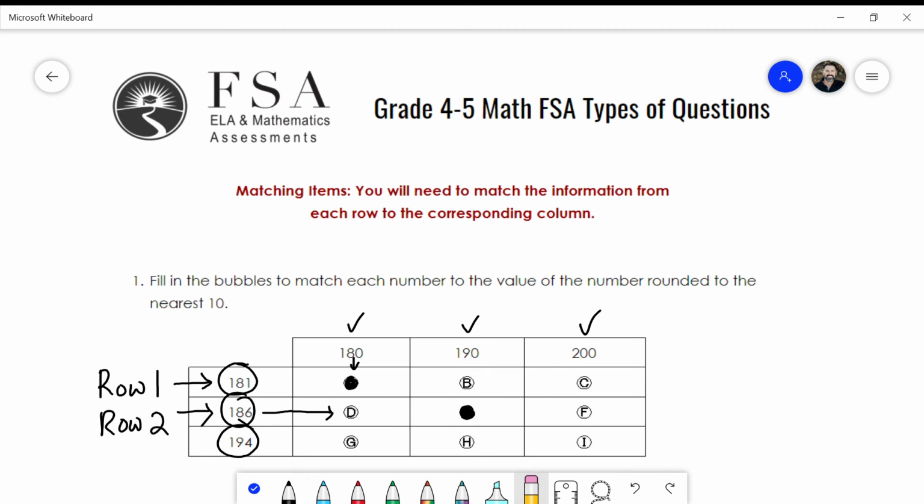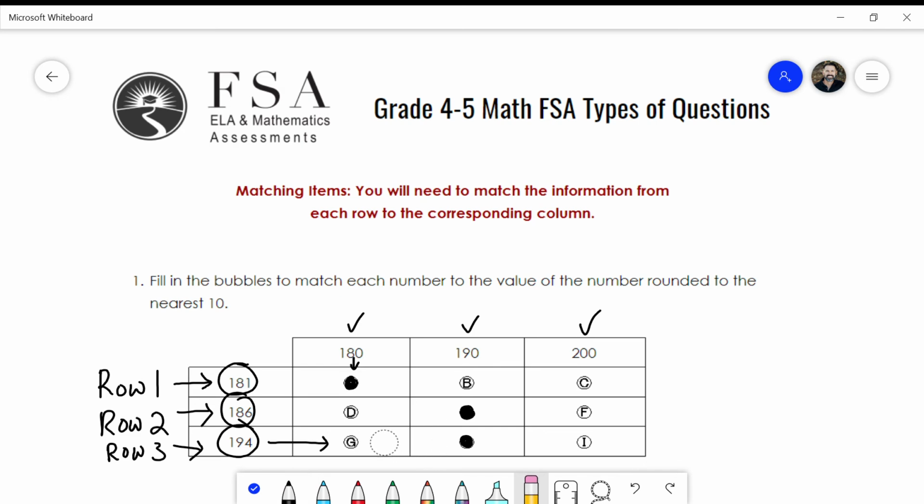And then we look at the last row, row 3, and we're looking at the number 194. Once I round that to the nearest 10, it's not rounding to 180. It's rounding to 190, but I want to make sure I stay in the correct row that I am in.